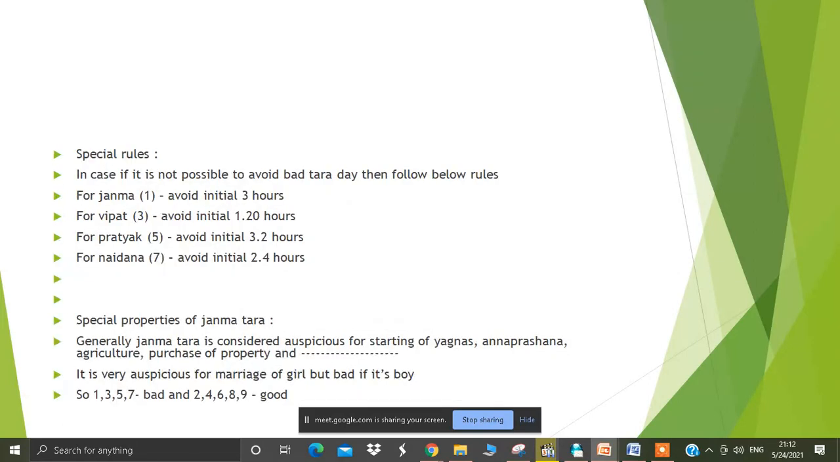Before finishing this nakshatra topic, there is something else I want to tell you. There is something known as Dhanishta Panchaka. Does anyone know what is Dhanishta Panchaka? Yes, tell me, madam. Revati, these last five nakshatras are called Dhanishta Panchaka.